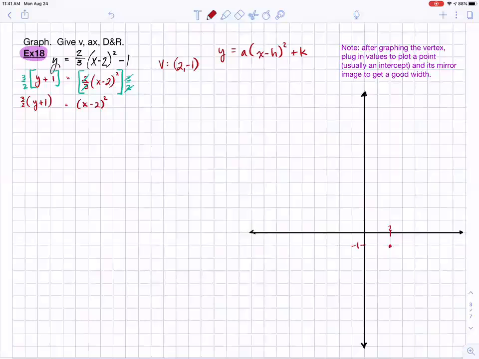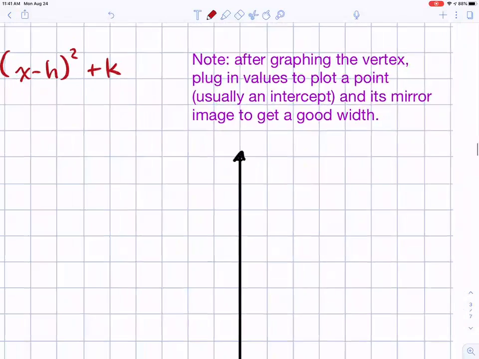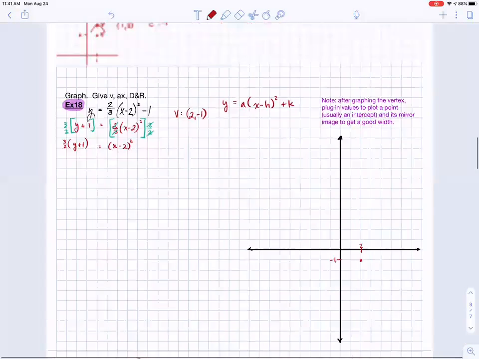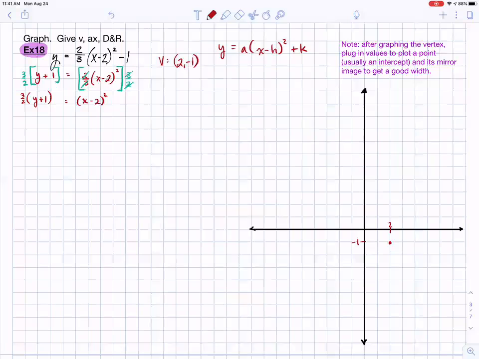By the way, always number your axes. Give me enough to know that I know what you were thinking. Because you could call a block worth 10, but if you don't tell me that, I won't know. Okay. And I've given you a little note here. It says, after graphing the vertex, plug in values to plot a point. Usually an intercept is the easiest thing. And then just use the mirror image to get a good width. Okay. Now tell me, is this guy concave up, down, right, or left?